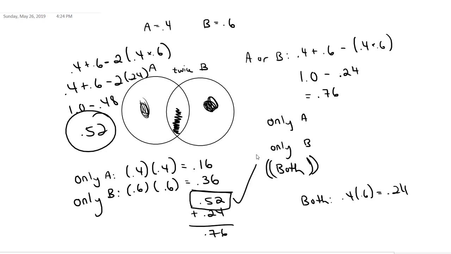So I hope this was helpful in illustrating this concept. It's very interesting just in a nutshell, the A or B formula includes three possibilities, not two. And if you really only want the only A or the only B possibility, then you can either subtract out that overlap part twice, or you can calculate it kind of separately like I did here with the only A scenario and the only B scenario right there.